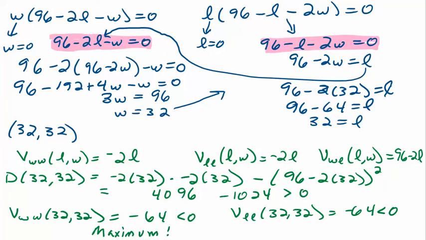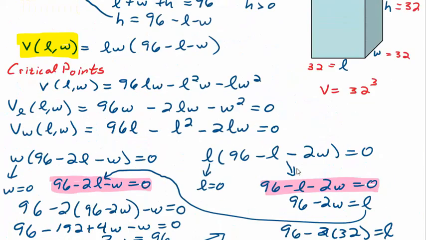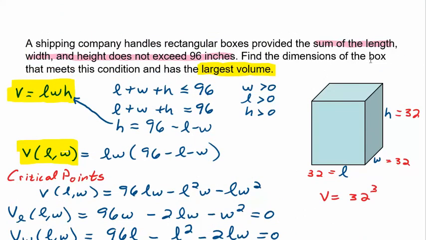All right, so the answer is, let's go back up here and see the question. Find the dimensions of the box that meet the condition and give the largest volume. Well, that would be 32 inches by 32 inches by 32 inches, and we could also calculate the volume of that as well.